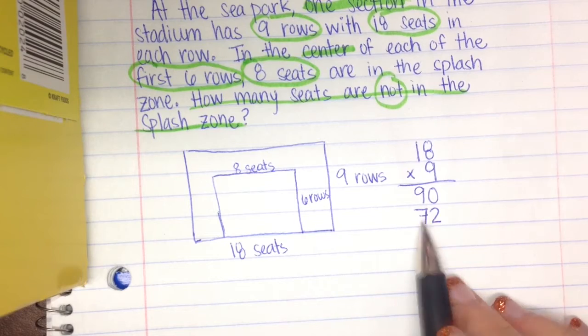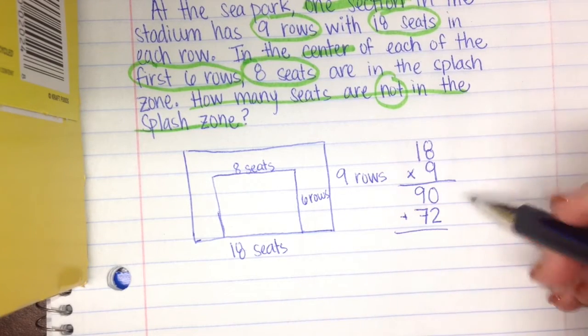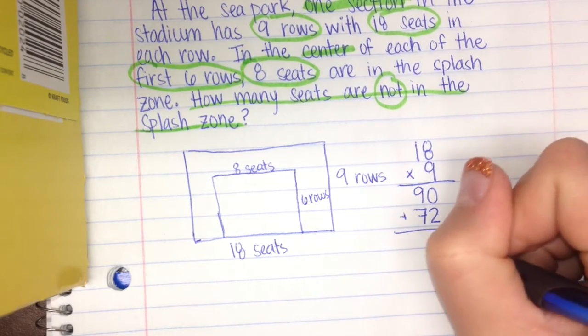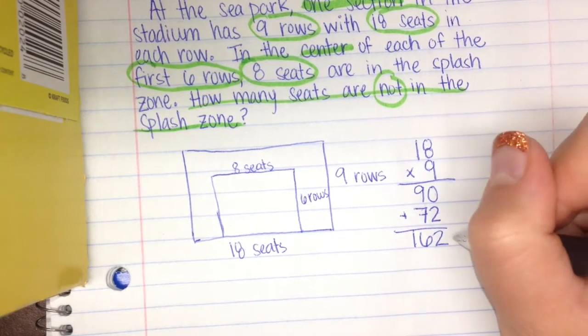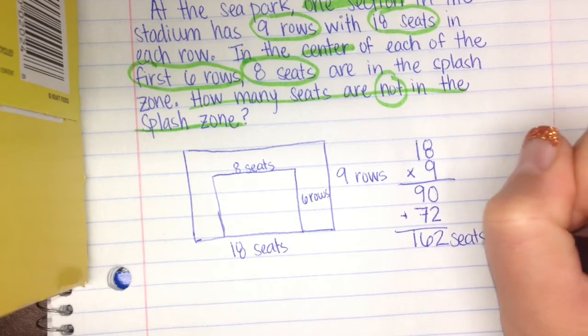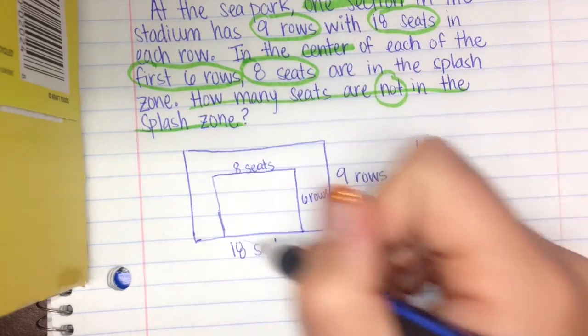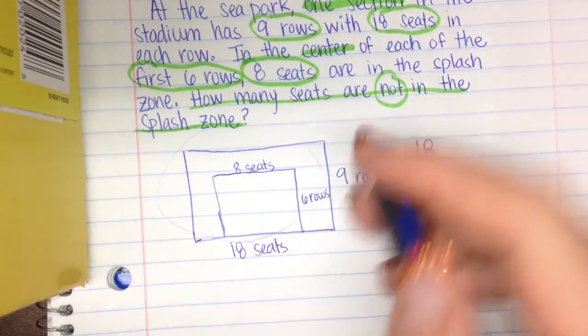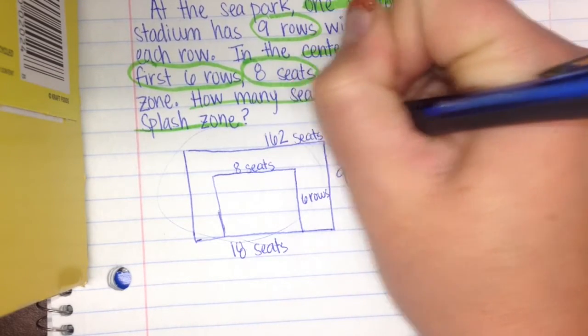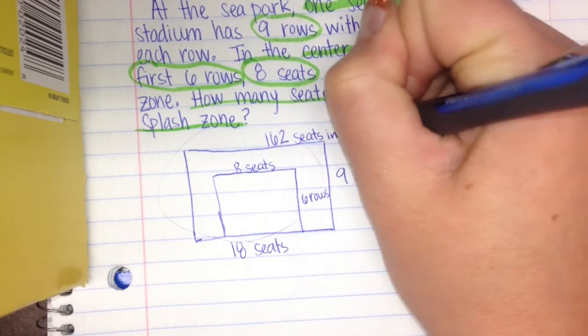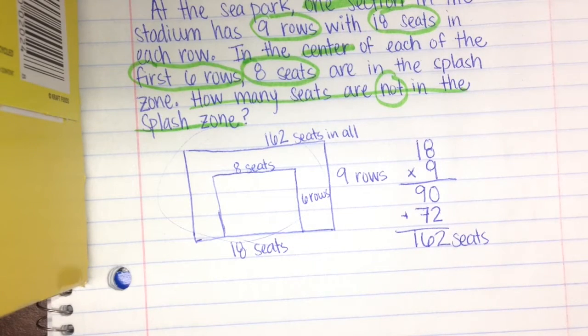Here are my 2 partial products, and I need to add them together. 0 plus 2 is 2. 9 plus 7 is 16. So I know that there are 162 seats in the whole entire section altogether. So I'm going to put 162 seats in all. In the whole entire section, there's 162 seats.